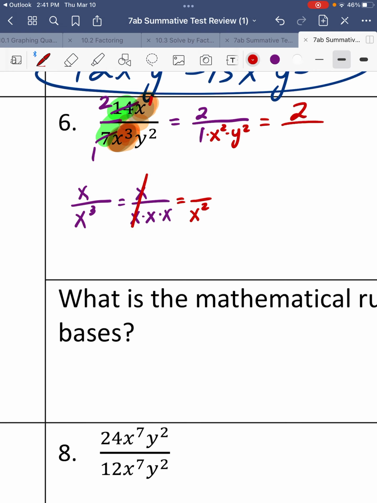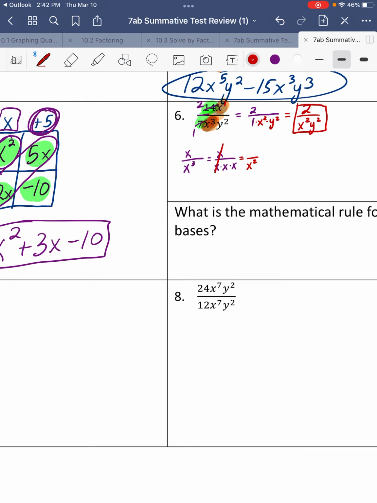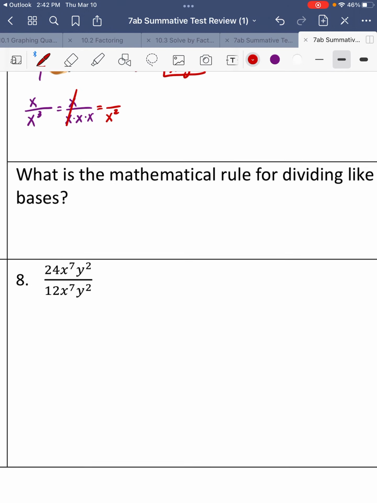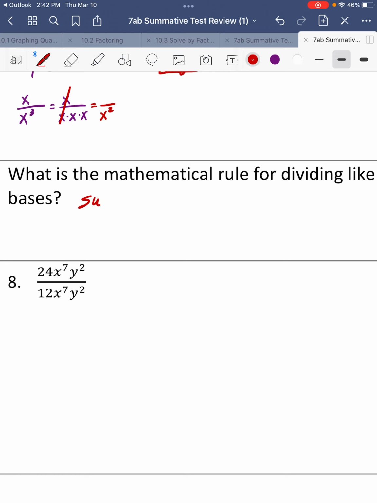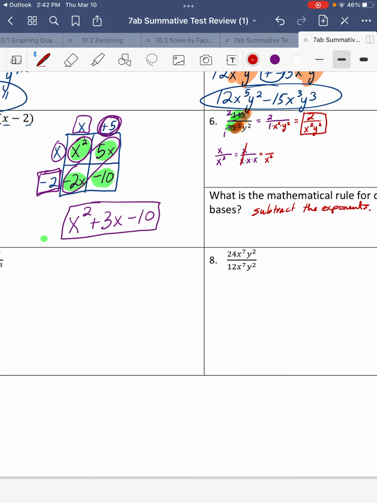We can clean this up a little. We get a 2 in the numerator. 1 times x squared is x squared, and y squared. There's your final answer. So what is the mathematical rule for dividing like bases? You subtract the exponents.